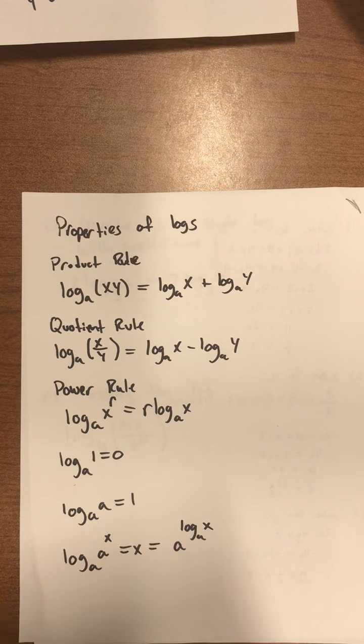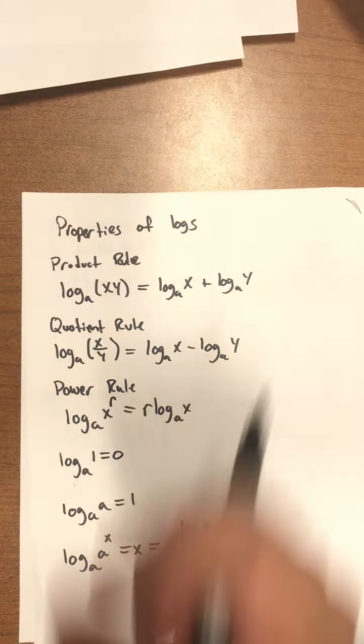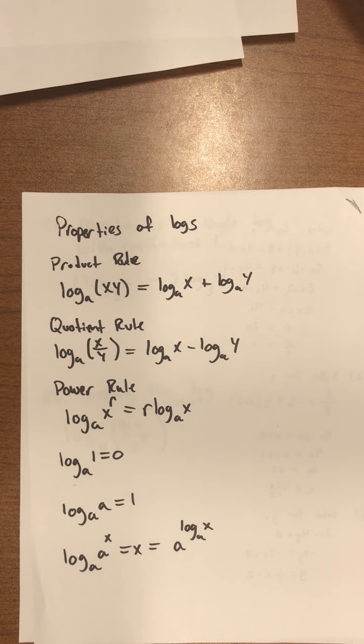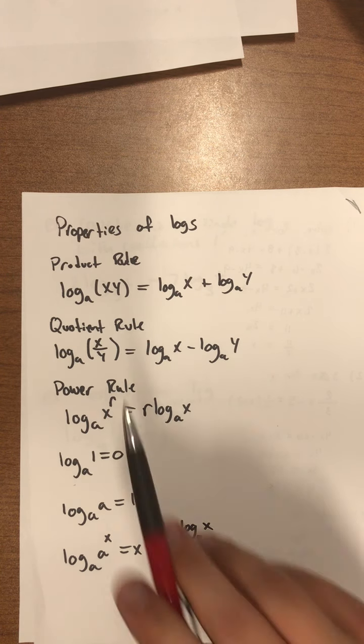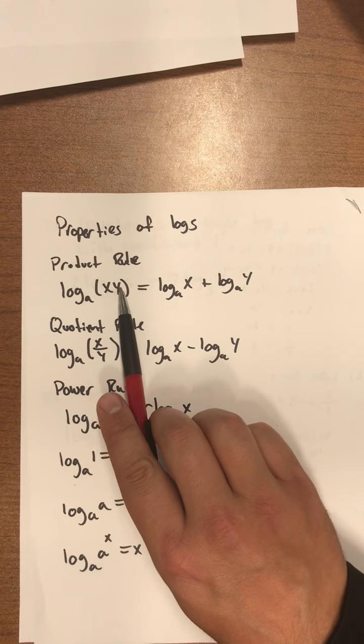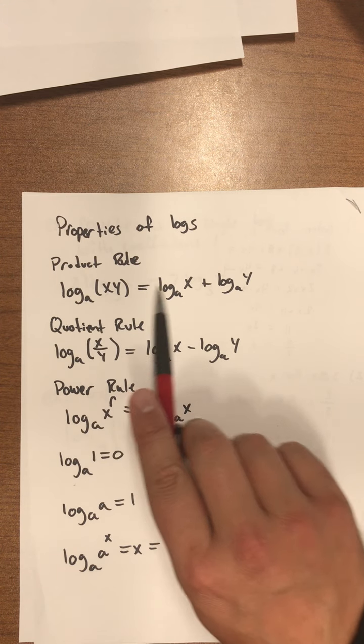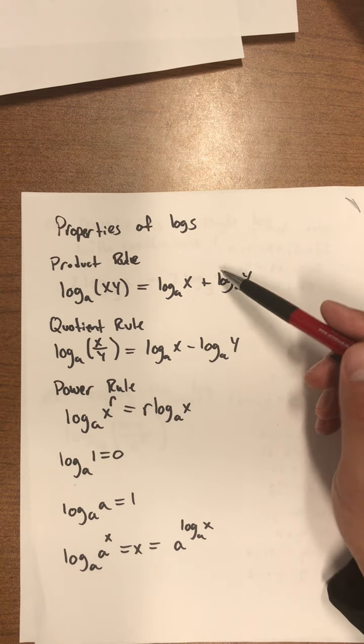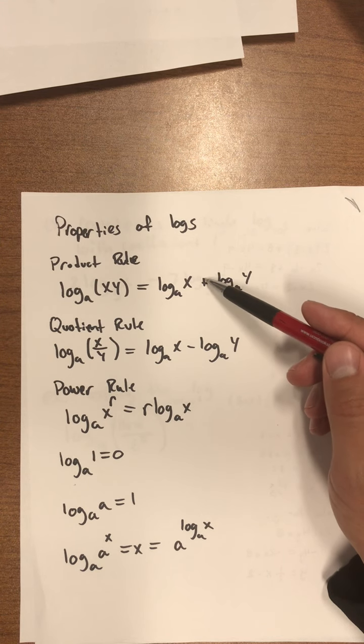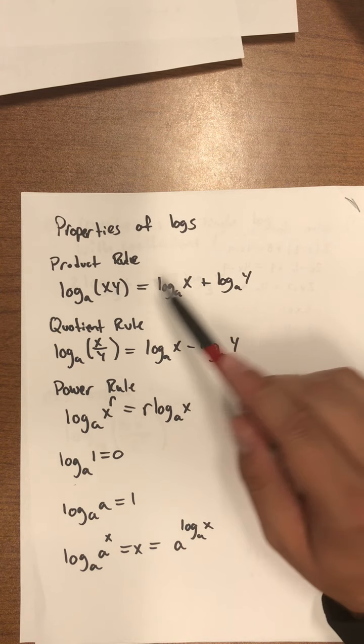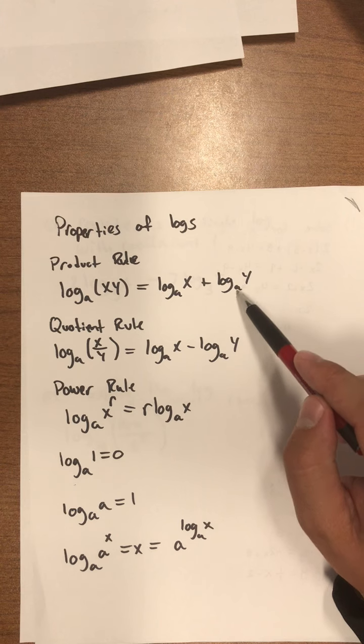Logarithms have properties that at first may not seem super awesome, but they are extremely useful and would make life much more difficult if they didn't exist. So the product rule: if we have multiplication inside a single log, we can split the log into 2 using addition. So we would have log base a of x plus log base a of y.